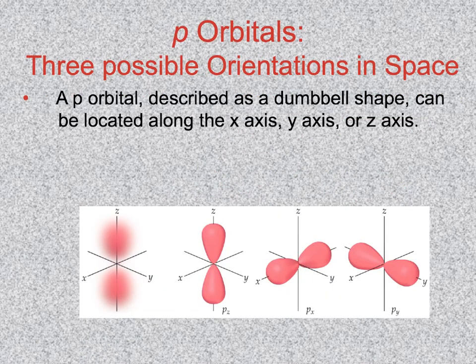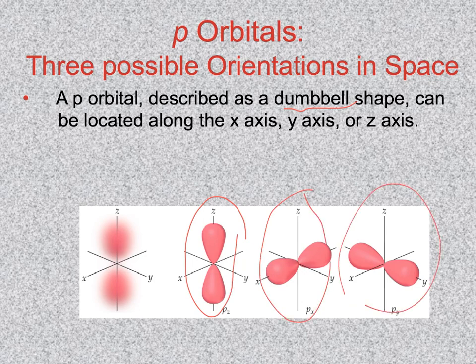P orbitals are typically described as dumbbell in shape. Unlike an s orbital, which is spherical and looks the same no matter how you rotate it, a p orbital, as you rotate it, is going to appear different. There are three p orbitals. They're equal in energy, but they have different orientations in space.